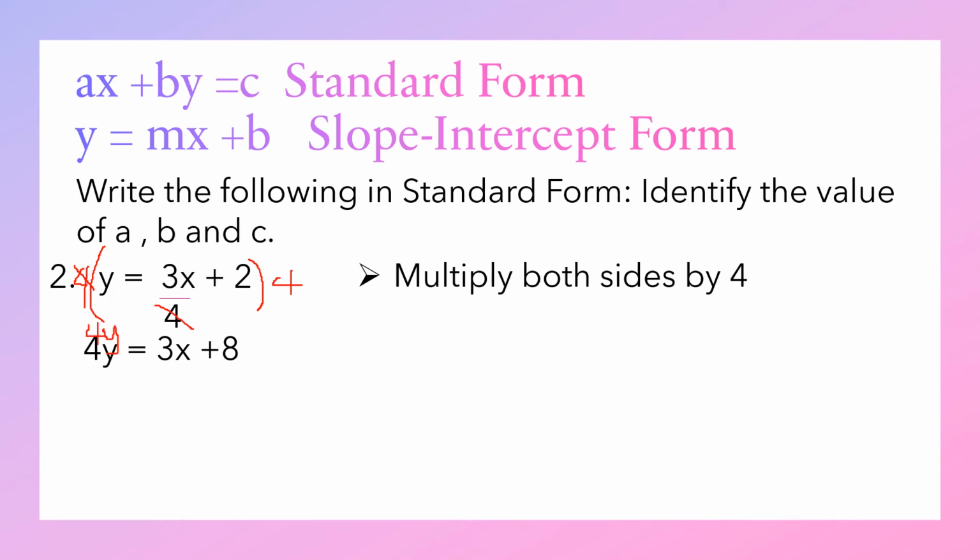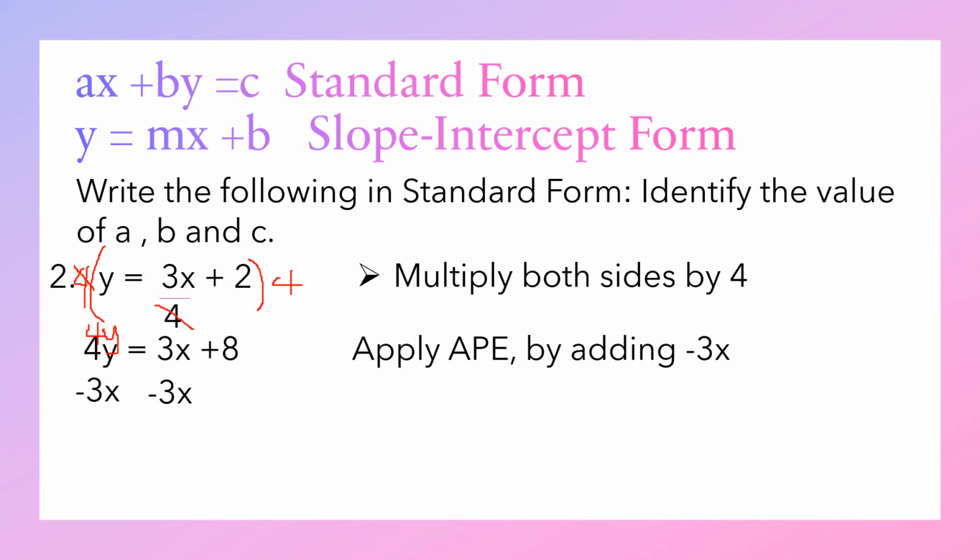So, ngayon, anong gagawin natin sunod? Ayan, kailangan itong 3 mapunta dun sa kabila. So, pag sakaling meron kang gustong alisin na term dito, ang gagawin mo lang, mag-add ka lang ng parehong given number and variable but different in sign. So, yung opposite sign niya. So, ngayon, anong gagawin natin? Apply again addition property of equality by adding negative 3x on both sides of the equation. So, negative 3x. And then, this one again, this will be equal to 0.